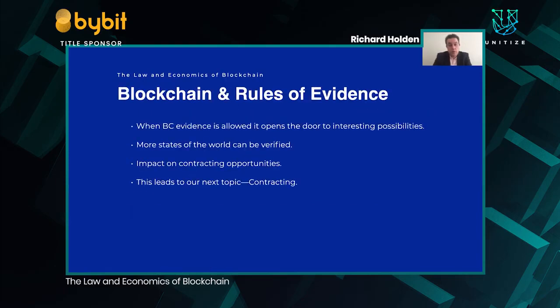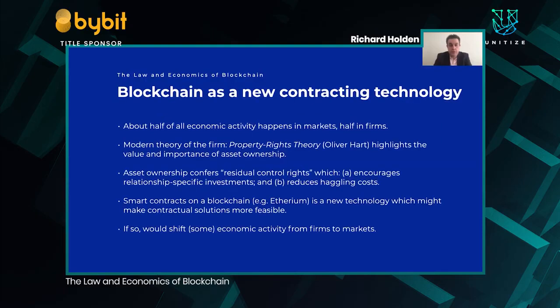Okay, so when blockchain evidence is allowed, it opens the door to some interesting possibilities. And speaking as an economist, I'd say what it allows is for more states of the world to be able to be verified. A lot of what contracting is from an economist's perspective is thinking about allocating actions to be taken and payments to be made in a state contingent way, or depending on what's happening. An insurance contract is perhaps the canonical example of something like that. If there's an accident and a loss is incurred, then who pays what to whom, and so on. Okay, so this is going to impact on contracting opportunities, which is the next topic.